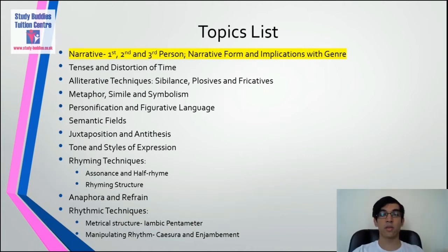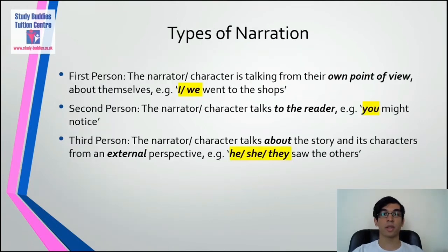Narrative generally comes in three different forms, and these are three perspectives from which a narrator or a speaker can talk about events in the text. You might be familiar with first, second, and third person, but just in case you aren't, let's go through them. So the first person is when the narrator is talking from their own point of view about themselves. They'll be constantly using terms like I and we to describe their place in the text.